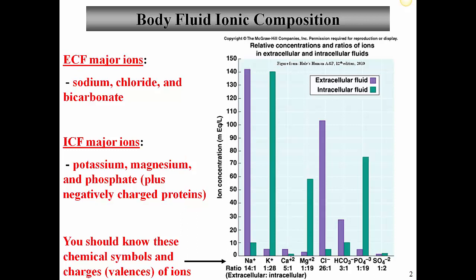Now we see 2 ions at the bottom that are pretty much a toss-up as far as being extracellular and intracellular, with approximately equal concentrations intra and extracellularly, although we do see much more calcium in the extracellular fluid compared to the intracellular fluid. Okay, so that's an important graph. You should know the things that are on the left here, and as it says here, you should know the chemical symbols for these, and you should also know the valences of these different ions.